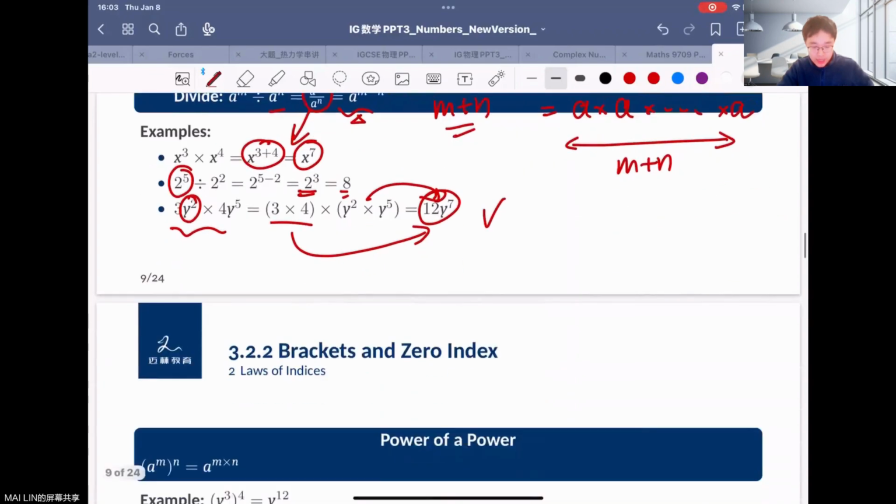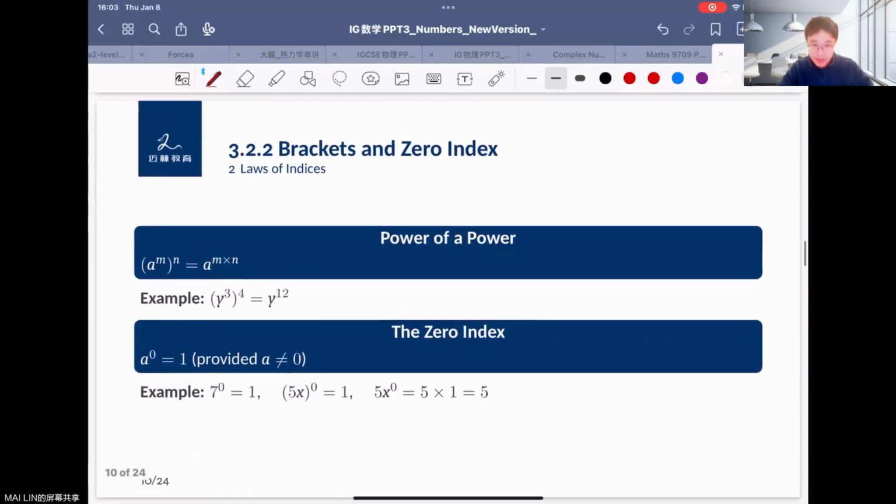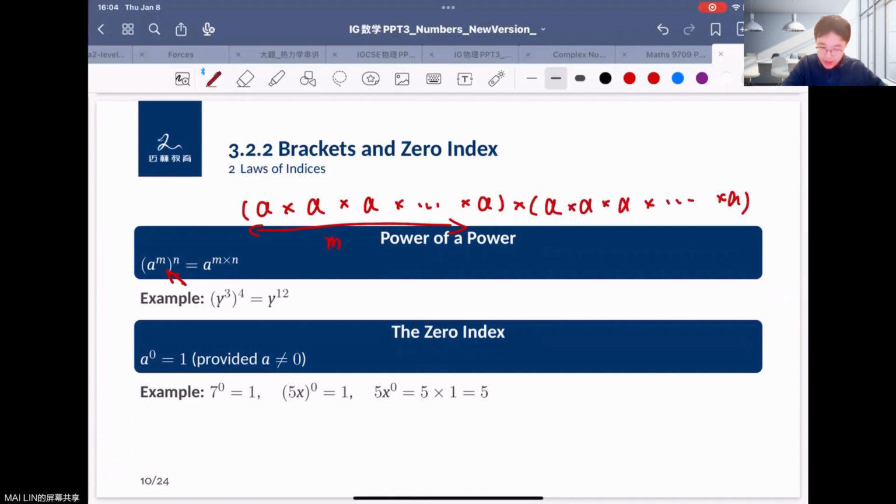Let's move into the next part about brackets and the zero index. Here you can find (a^m)^n. You can consider that there are m a's in the bracket, and after that you have n brackets. So you multiply a lot of a's: each bracket has m a indices, and there are n brackets total together. So for a, we have m times n together. This formula equals a^(m×n), okay?